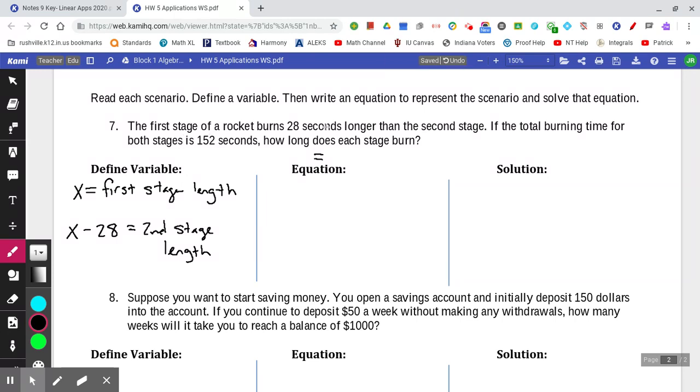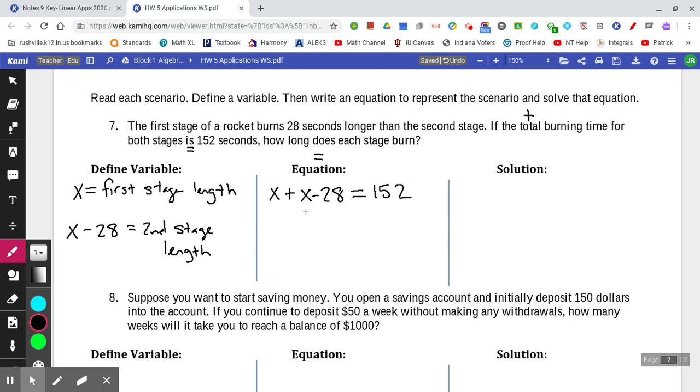So I already used this first sentence to come up with my variables. Well, one variable really. And then it says if the total, so total, remember that is addition. If the total burning time for both stages is, that means the equals 152 seconds, how long does each stage burn? So what I'm going to be doing is adding the two stages together, the first stage plus the second stage, both of those lengths. So I'm going to take X plus X minus 28, and then that equals 152.